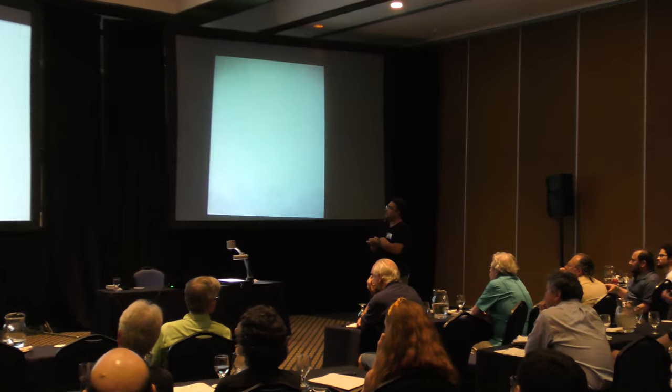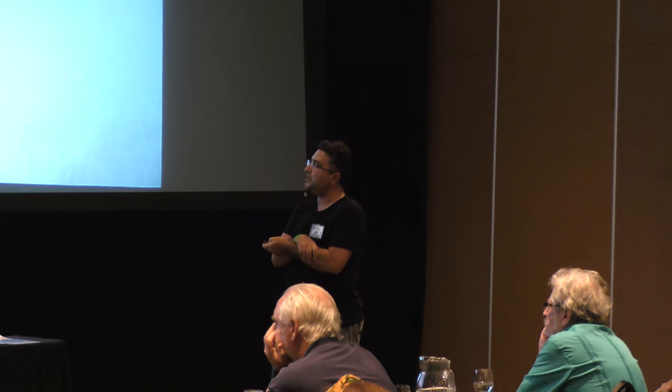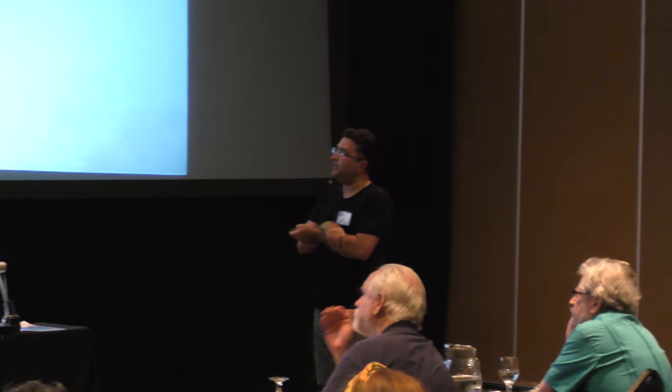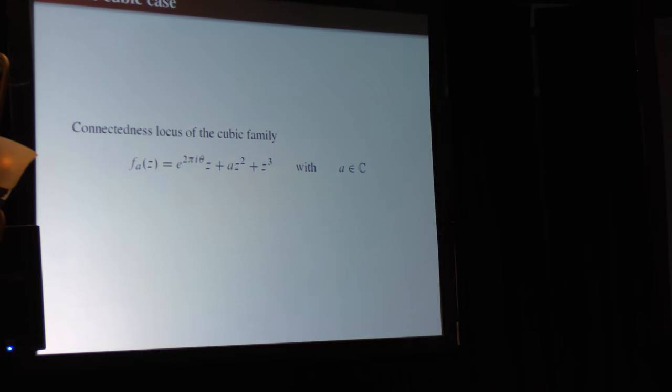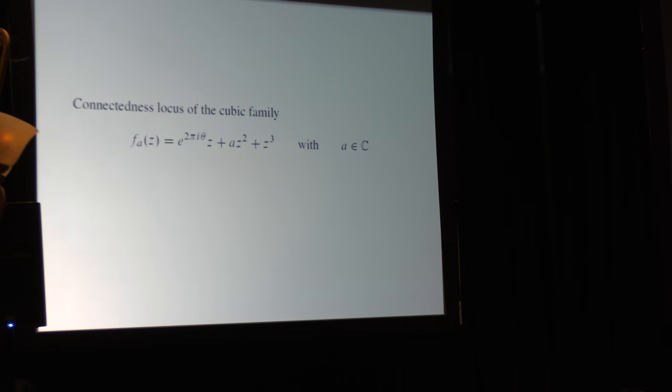And let's normalize them so that they're monic. So it's a one complex parameter family parametrized by this coefficient A, which is a complex number. F sub A is this polynomial, theta is fixed, it's a fixed real number. And F sub A and F sub minus A are affinely conjugate.